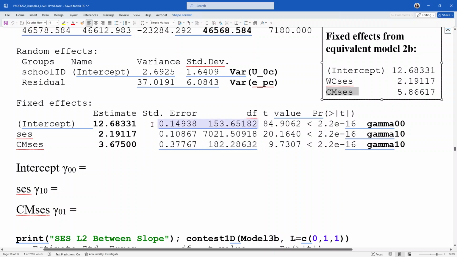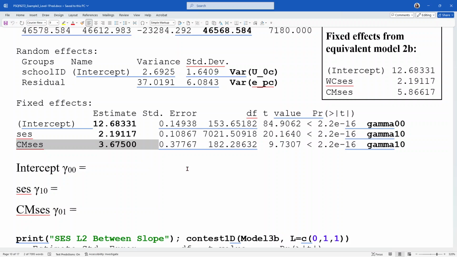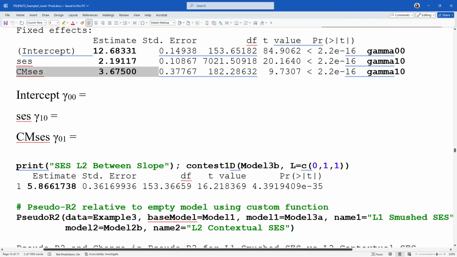So which variance do you think this new cluster mean SES is going to explain? Level 1 people variance, level 2 cluster variance. I'm going to guess level 2. Cluster mean SES, is that a cluster thing or a people thing? Cluster. Does it explain cluster variance or people variance? Cluster. Yeah, don't think too hard. It gets a little trickier later, but that's not today.